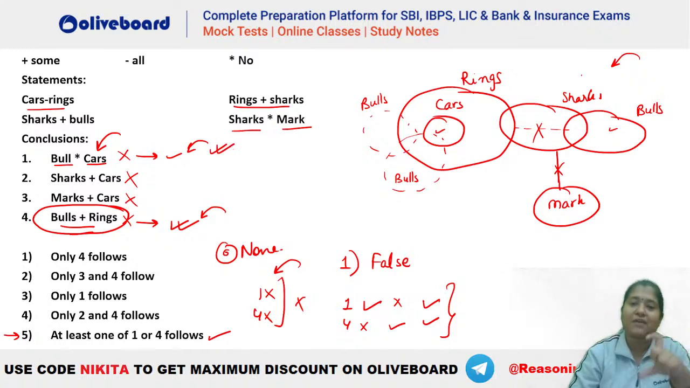So one of them has to be definitely true. There can be a possibility also that both of them are true simultaneously, right? That is also a possibility.